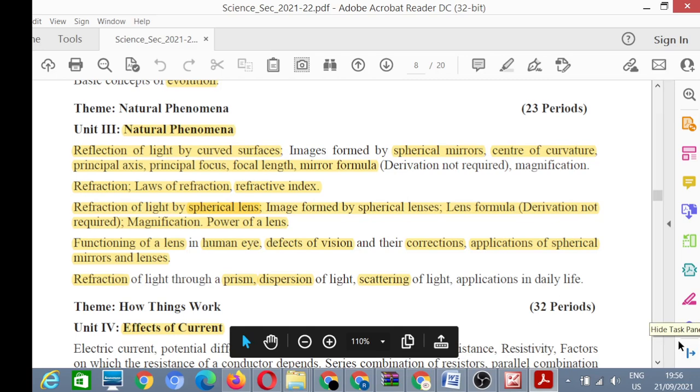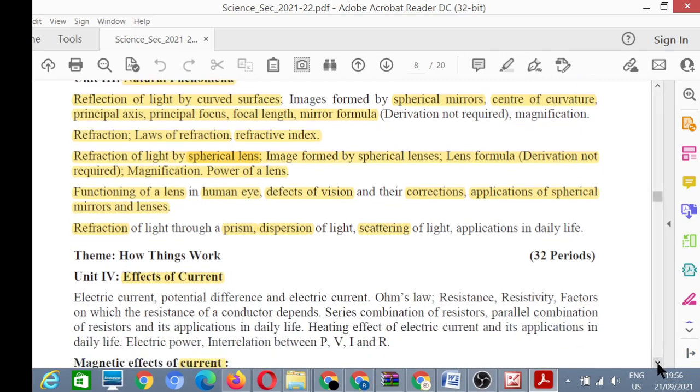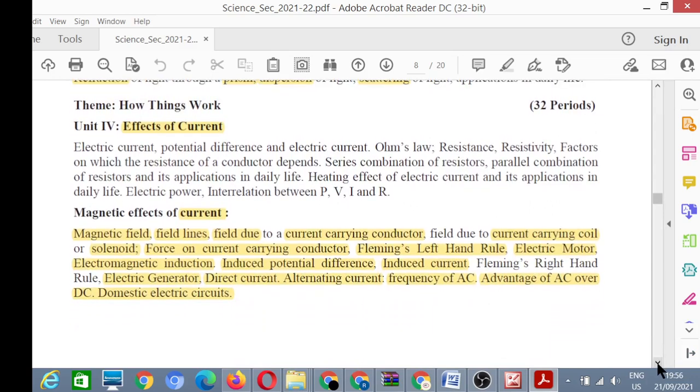Now the next chapter is unit number 4, effects of current. This unit belongs to physics. Now unit number 4, effects of current.